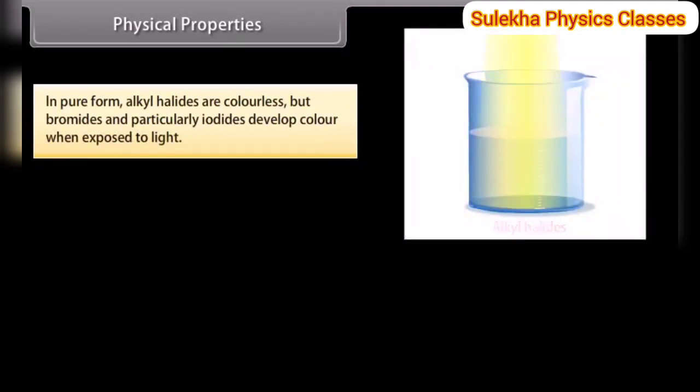Physical properties. In pure form, the alkyl halides are colorless, and bromides and particularly iodides develop color when exposed to light.